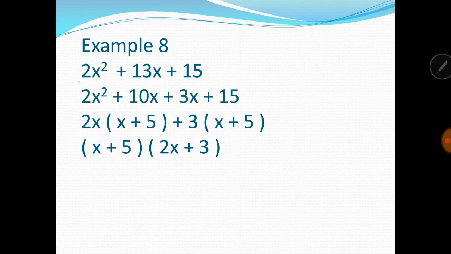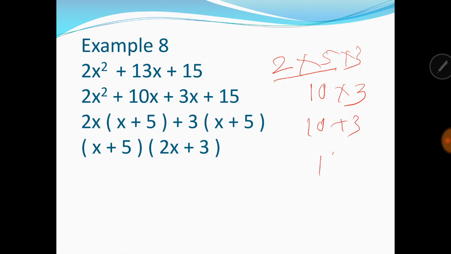Now this is another example when you have a equal to 2 and c is 15. So 15 can be written as 5 times 3. So 5 times 2 is 10 and 10 times 3 is 30. So these are the two factors, 10 and 3. So 10 times 3 is 30 and 10 plus 3 is your 13. So whenever you have plus sign, you add two factors, and when you have a value, you multiply that with c and find the factors of that.